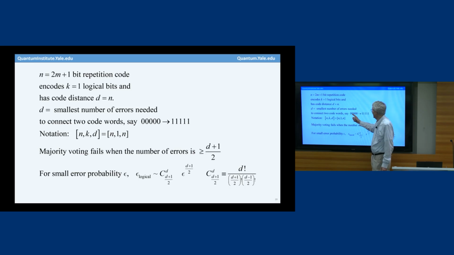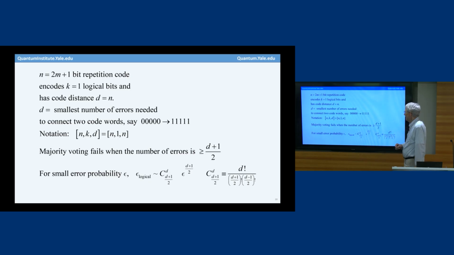So here I have a 5-bit repetition code. If Alice sends 5 zeros and there are 5 bit flips, then it looks like there are no errors. So the code distance is the number of bits in this case. And there's this standard notation, n, k, d. n is the number of physical bits, k is the number of logical bits, and d is the distance. Okay? So this would be a [5,1,5] code.